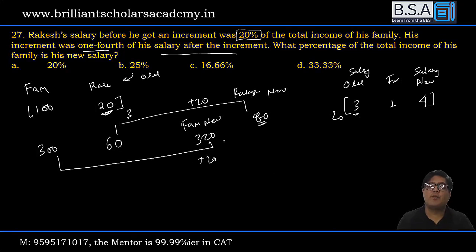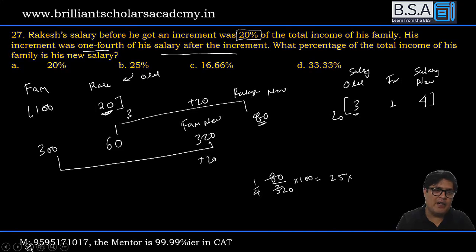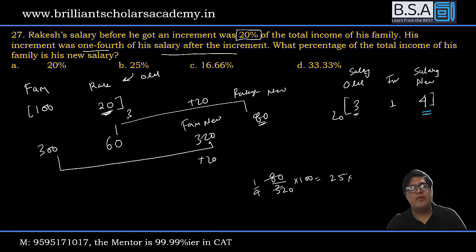नाउ व्हाट इज राकेश proportion in that? 80 by 320 into 100 is 25%, 1/4. एक ही ट्विस्ट है जो आपको नहीं समझेगा और यहाँ आपको डिफिकल्टी होगी. दैट इज दिस पार्ट. अगर उसकी सैलरी 4 रुपीज है आफ्टर इंक्रीमेंट, देयर इज इंक्रीज ऑफ 1 रुपी, दैट मीन्स अर्लियर सैलरी वाज 3 रुपीज. उसको हमने स्केलिंग कर दिया अप एंड डाउन, मोर और लेस.